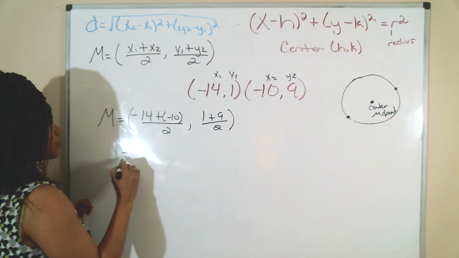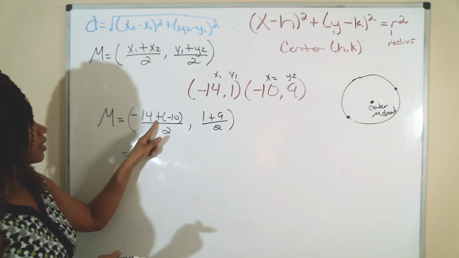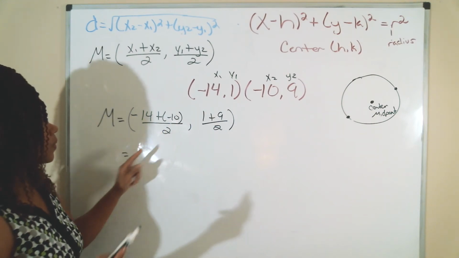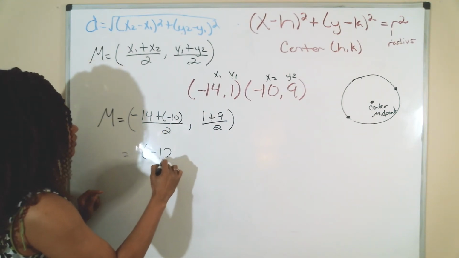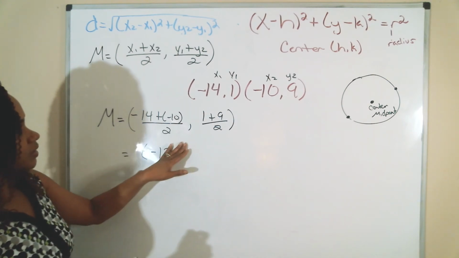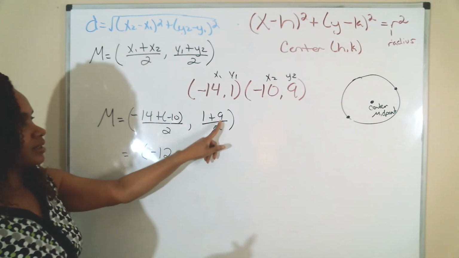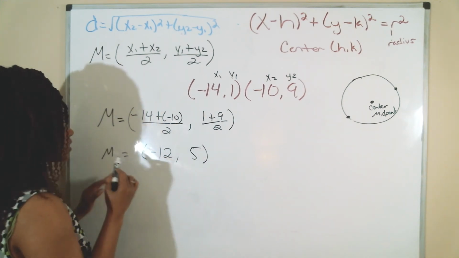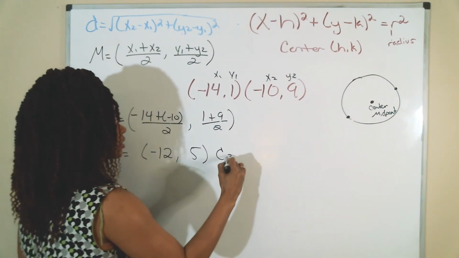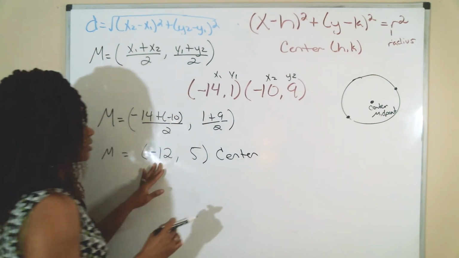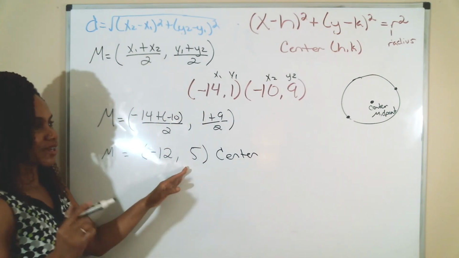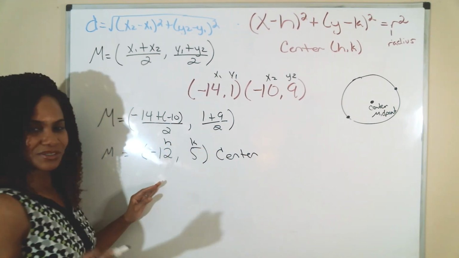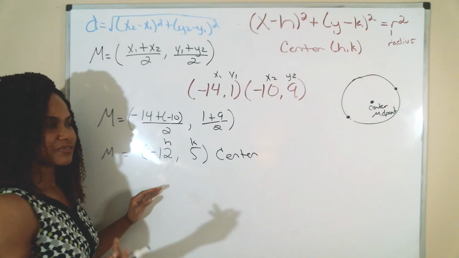So this would be an ordered pair. Negative 14 plus negative 10, that is negative 24 divided by 2. So that would be negative 12. If I simplify that, 1 plus 9 is 10. 10 divided by 2 is 5. So the midpoint, which is my center, is negative 12, 5. All right, so I found the center, which is my h and my k. So I found one thing. Now I need to find the radius.